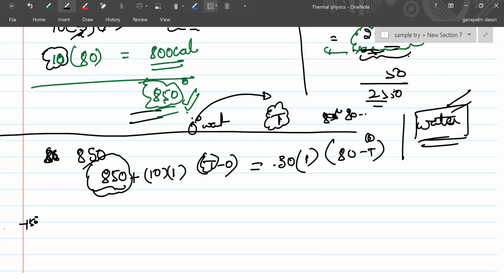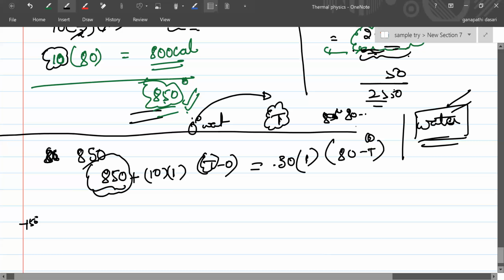Because that quantity is less. For water, the specific heat is less, the energy given is less, and the weight compared to ice is also less. So it can't go to that big state of ice. It cannot, because it is losing 2,300 but requires only 850. That means this will come first.